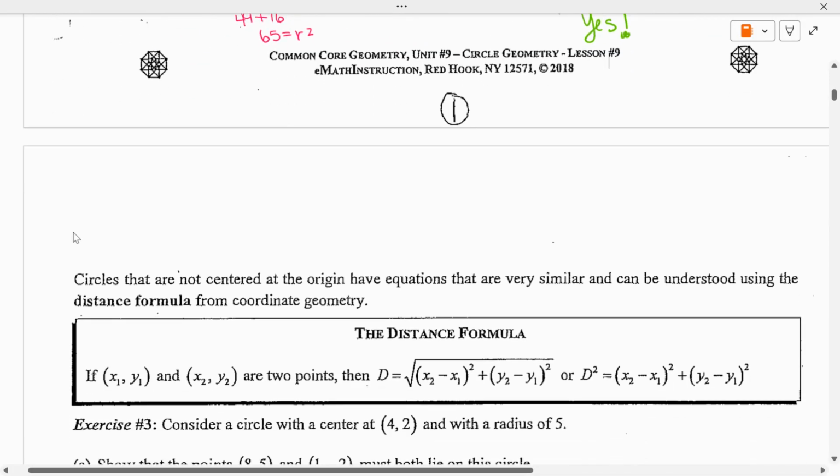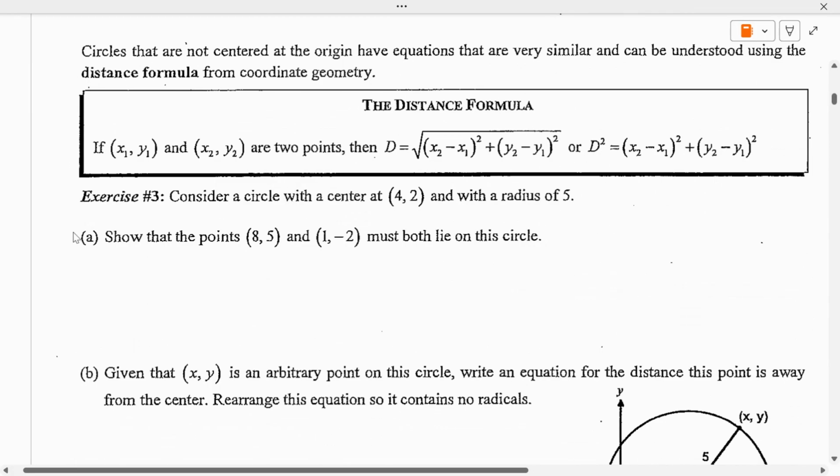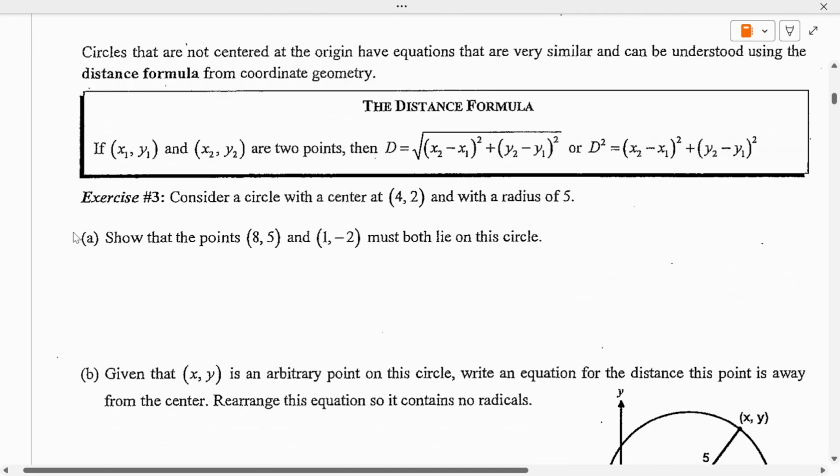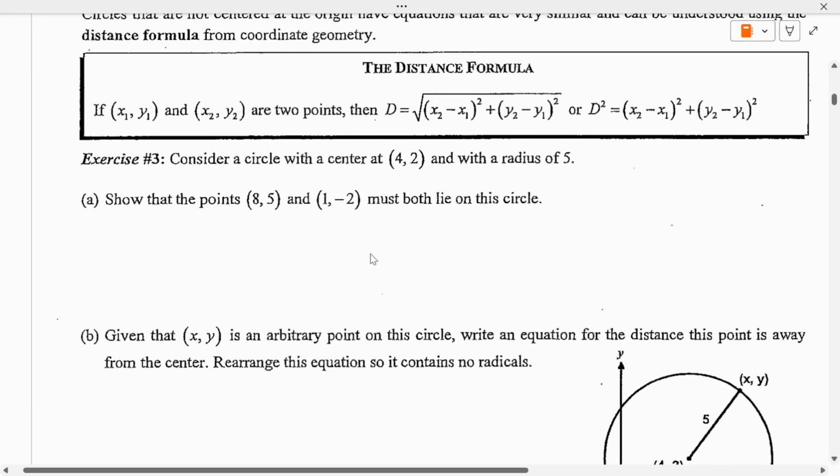All righty. So, circles that are not centered on the origin have an equation that is very similar and can be understood using the distance formula. So, the distance formula: the square root of the quantity x sub 2 minus x sub 1, the quantity squared, plus y sub 2 minus y sub 1, the quantity squared. So consider a circle whose center is at the ordered pair 4, 2 with a radius of 5.